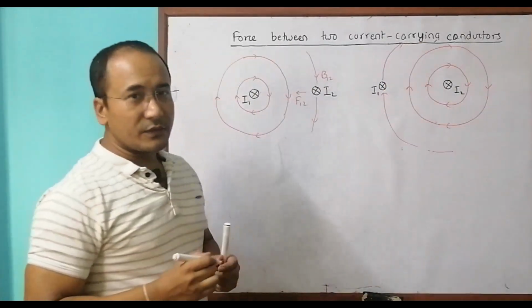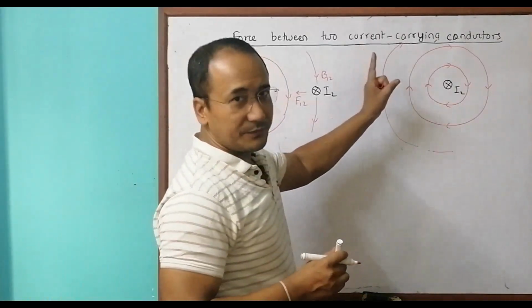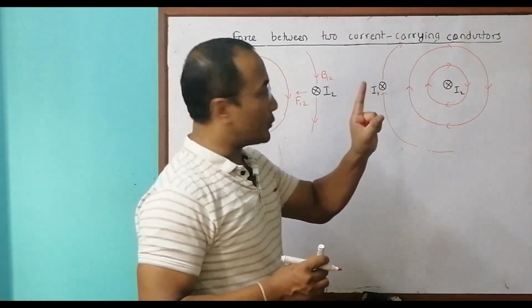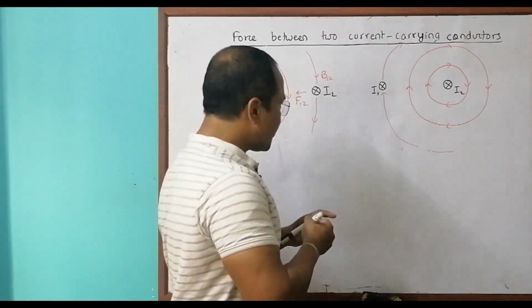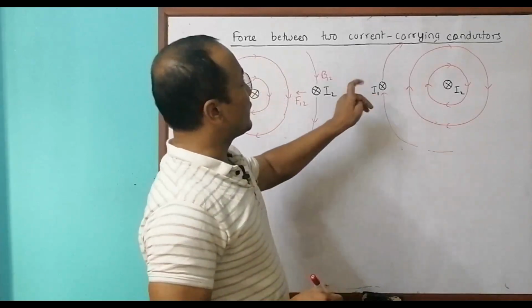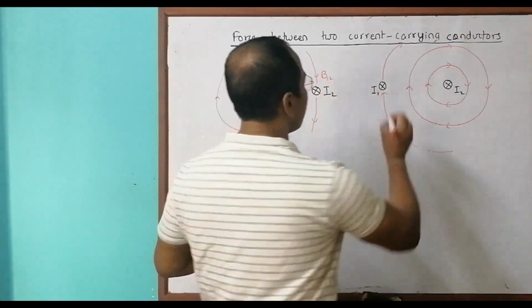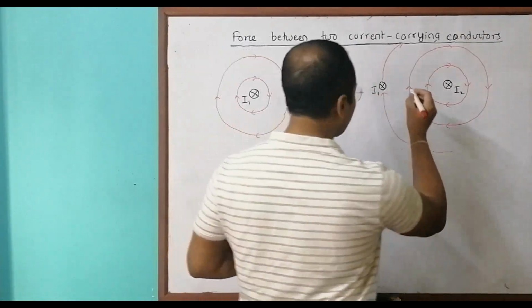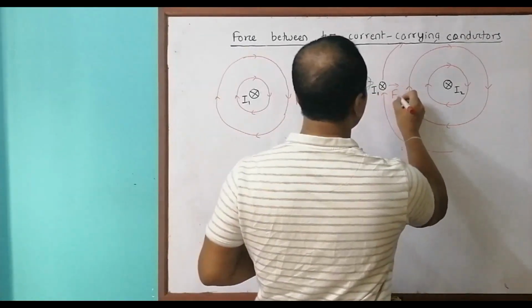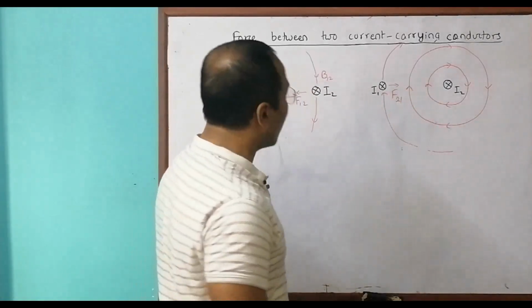So the field here is acting in the upward direction. We have the field upward, and we have the current going away from you. So with the magnetic field, the current going away from you, and the force here, this is the direction of the force due to wire 2 on wire 1.